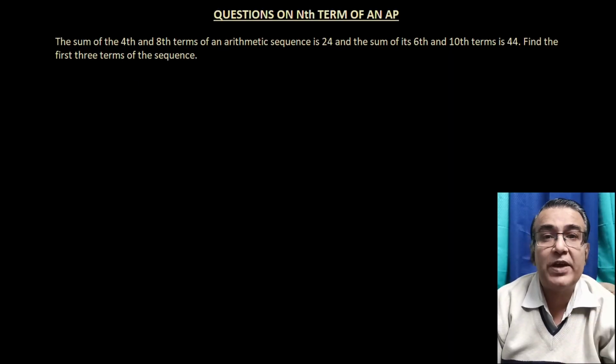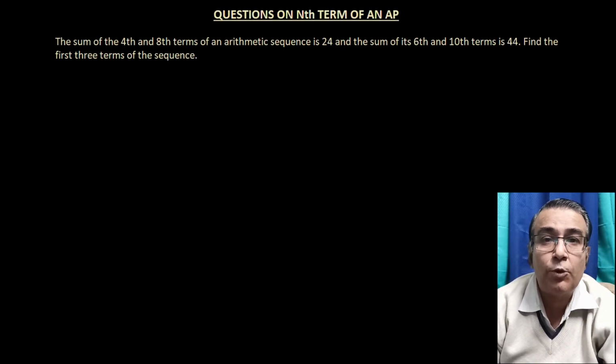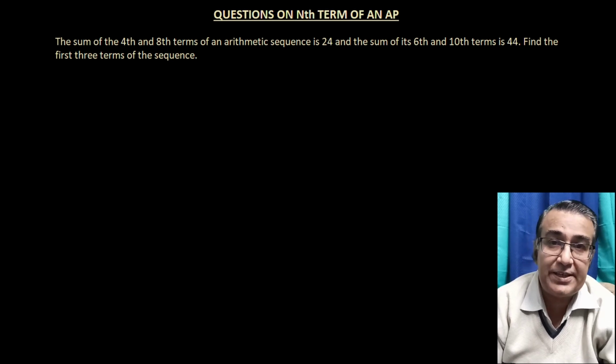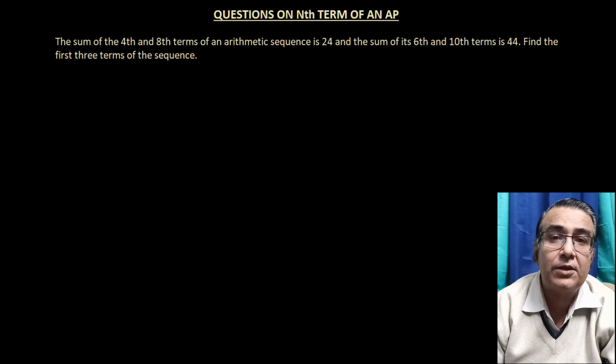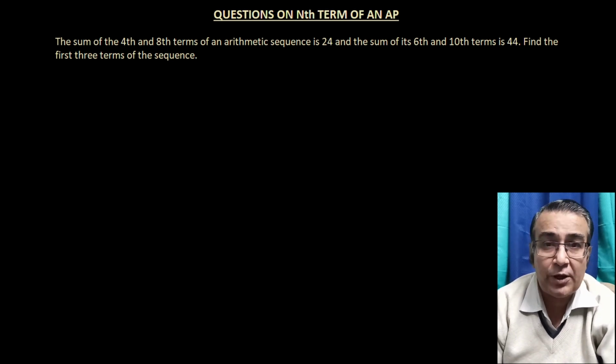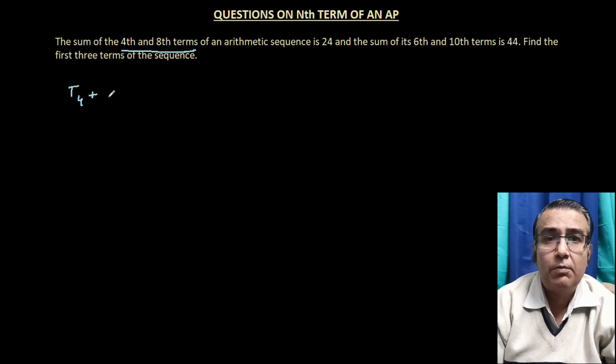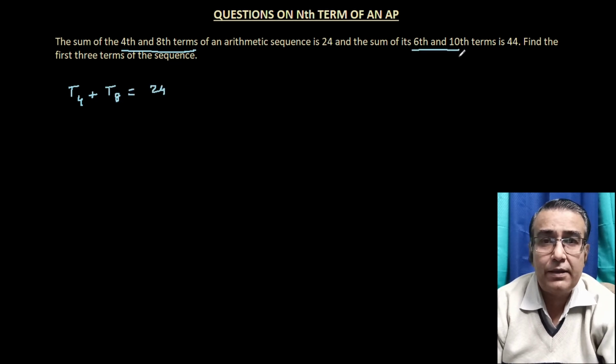Thank you. Let's continue. Okay, let's come to question number 2, where it says that the sum of the 4th and the 8th term of a sequence is 24, and the sum of the 6th and the 10th terms of the same sequence is 44, and we have to find the first 3 terms of the sequence. So let's start by writing down what is given to us. So we know that T4 plus T8 is 24, and T6 plus T10 is equal to 44.